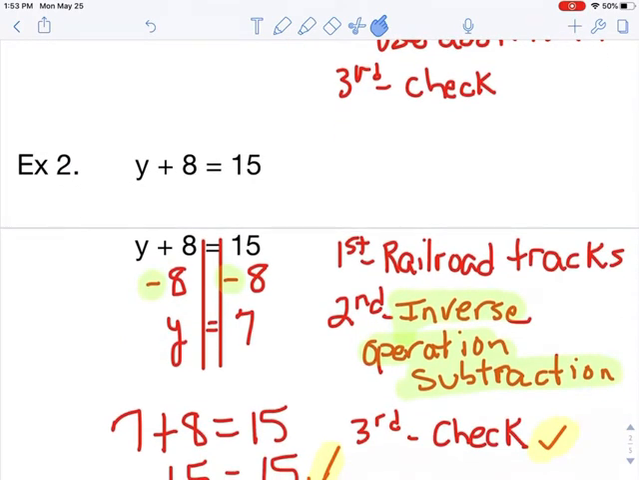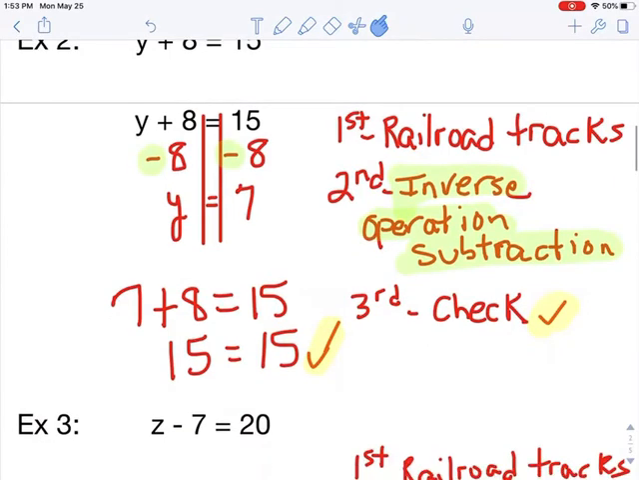Y plus 8 equals 15. Notice that the variables changed. No big deal. We still treat it the same way. So first thing we do, railroad tracks. Y plus 8 equals 15. So I have addition. So what's the inverse of addition? Subtraction. I subtract 8 from both sides.